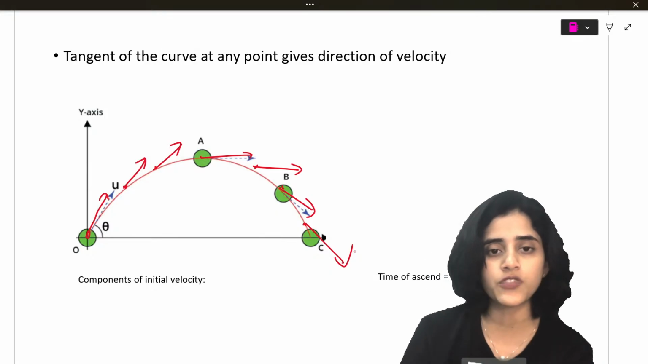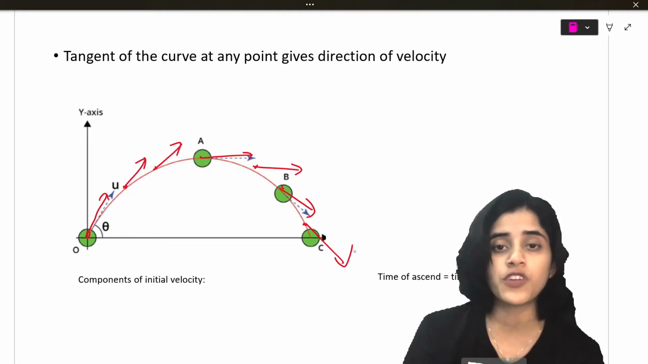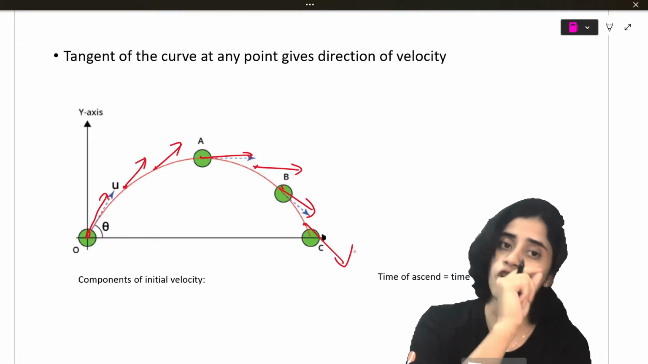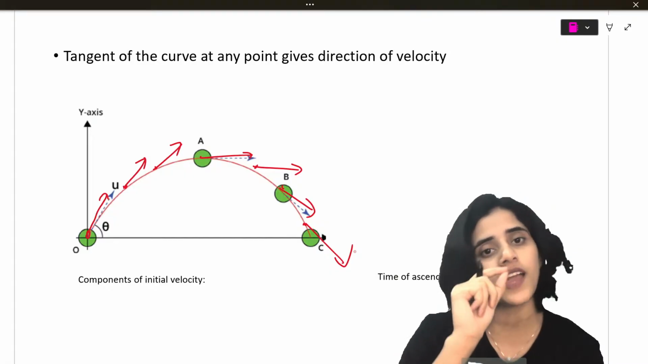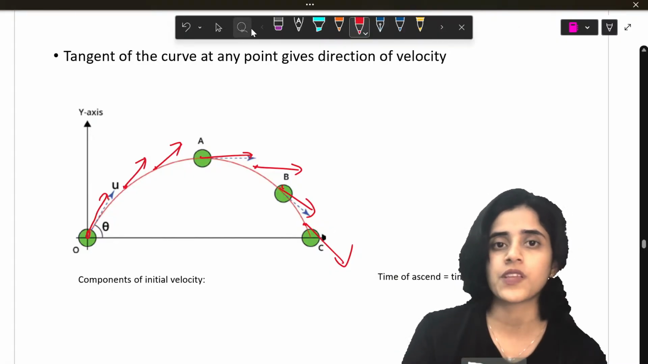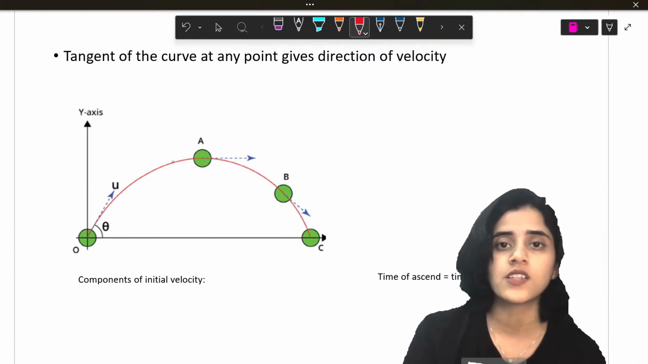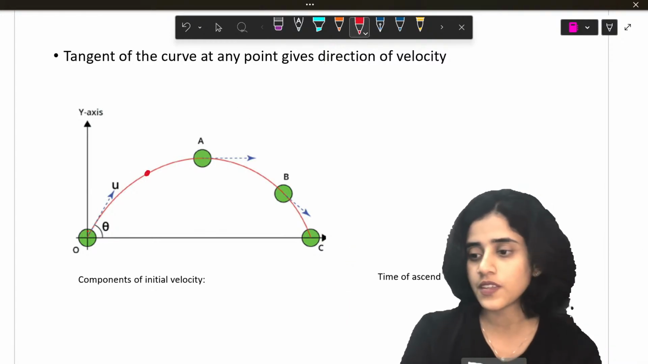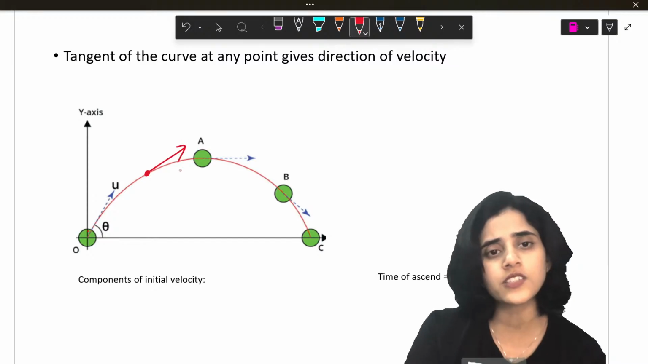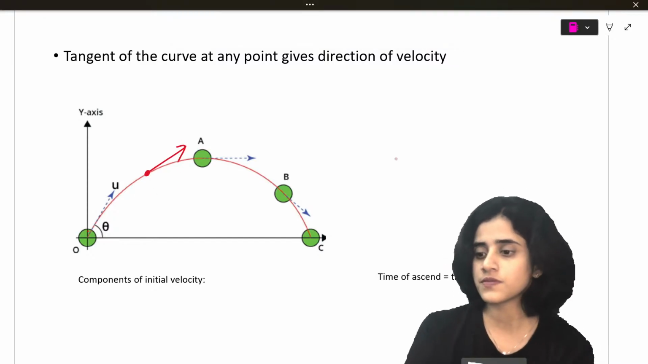Is this clear to all of you? So to get the direction of velocity, what should you draw? You should draw a tangent to the curve at that particular point. So if I want to find out the direction of velocity at this point, I draw a tangent. That's all.